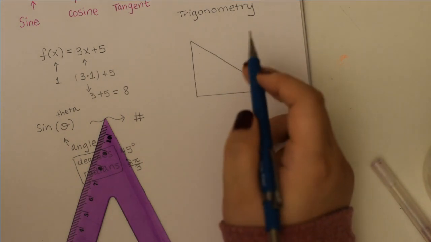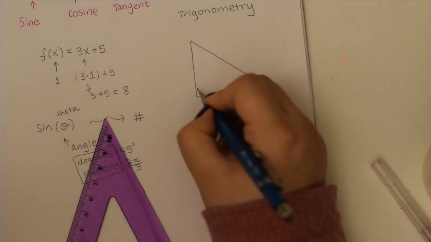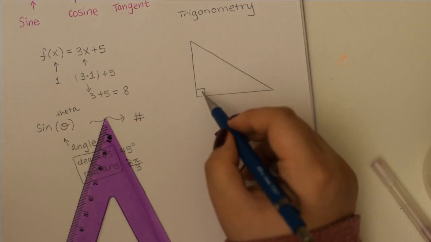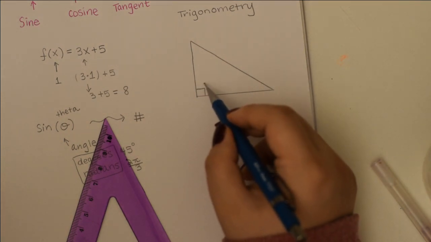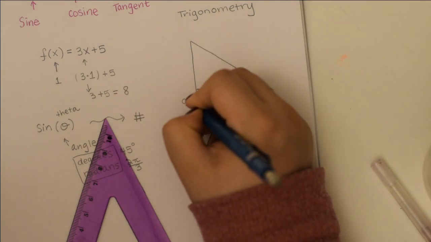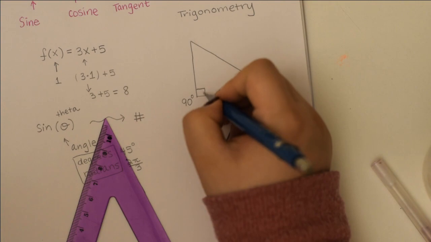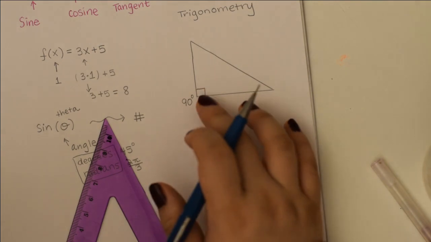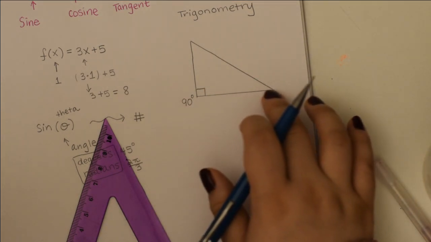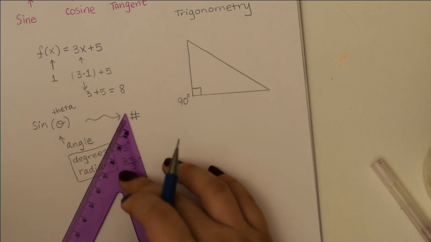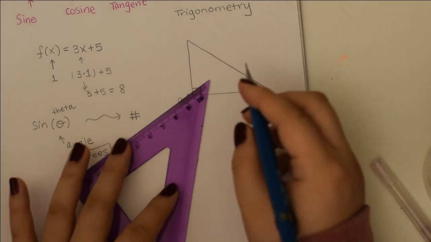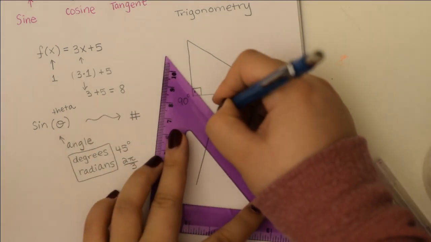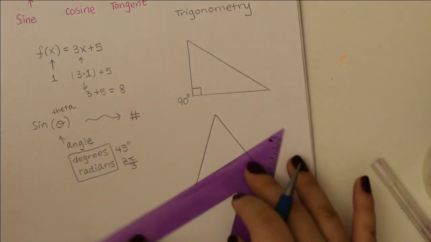Okay, so here I have drawn a right triangle, which means that there is one right angle. That right angle means that it's 90 degrees. It's right. Or in other words, this side is perpendicular to this side. Okay, so not all triangles are right. I mean, I'm always right, but whatever. Just kidding.